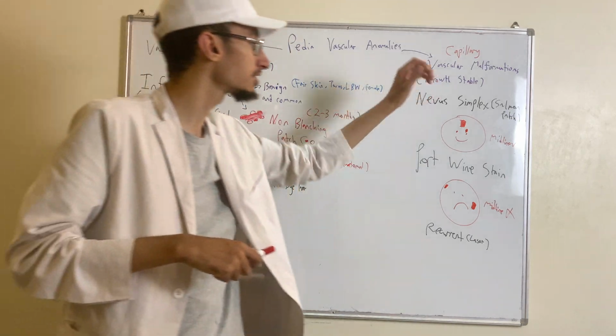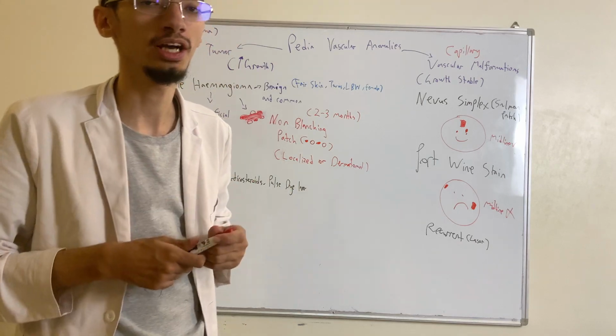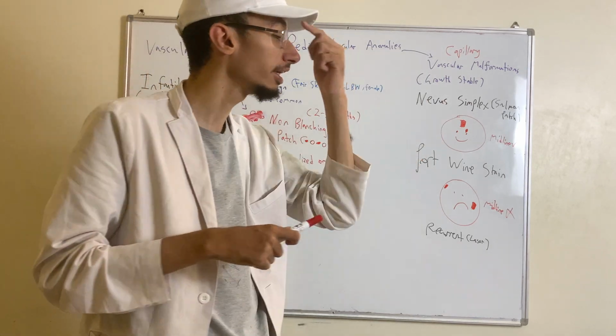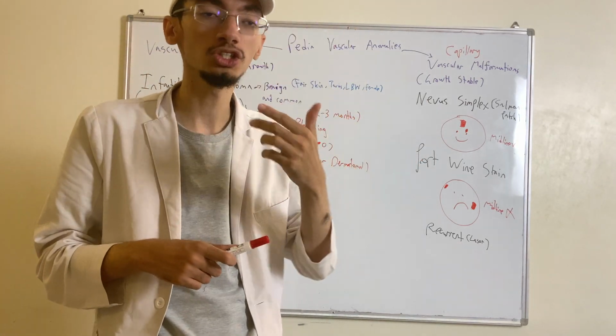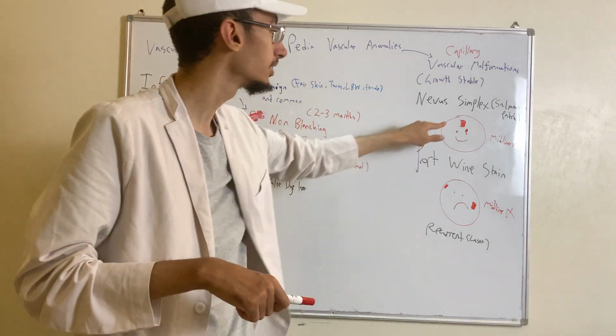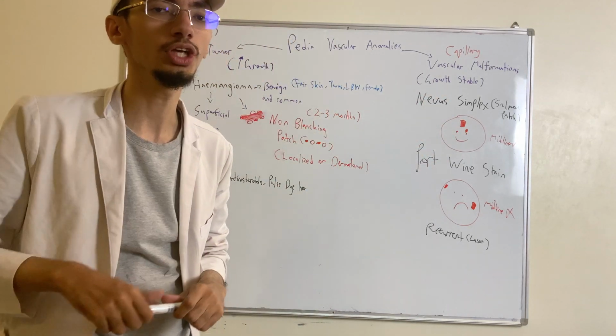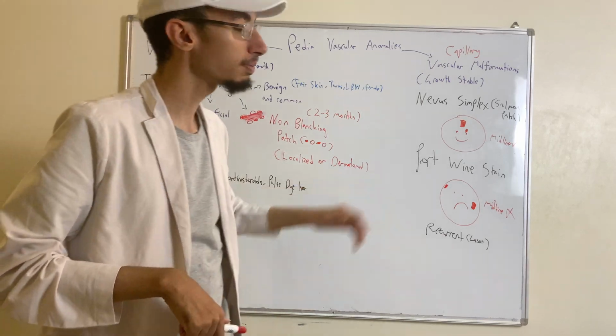Okay? So that is what salmon patch is. This is a good one. This is just a benign thing that you might see in a baby with an erythematous red patch in the midline of the forehead or extending to the upper eyelid. Okay? Now what about port wine stain?